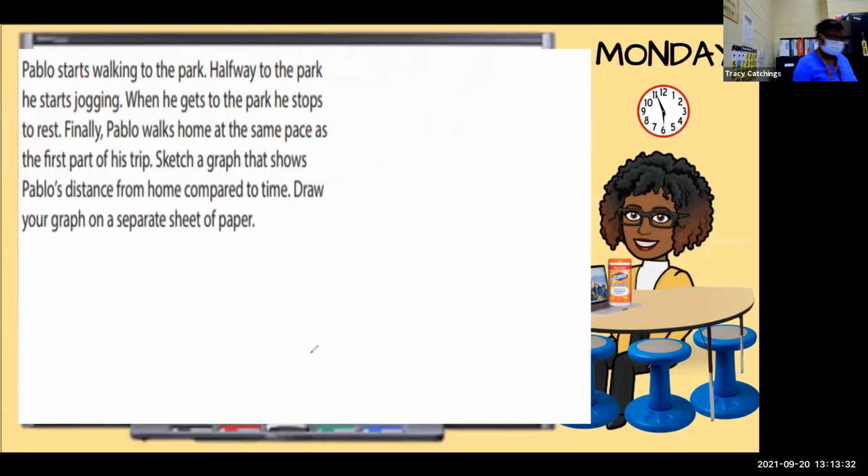All right, my other group didn't get to this one today, so we're gonna go ahead and have a look. It says Pablo starts walking to the park. Halfway to the park, he starts jogging. When he gets to the park, he stops to rest. Finally, Pablo walks home at the same pace as the first part of his trip. Get your graph that shows Pablo's distance from home compared to time. Remember, let us know what that X and Y axis need to be. What's the X? What's the Y?